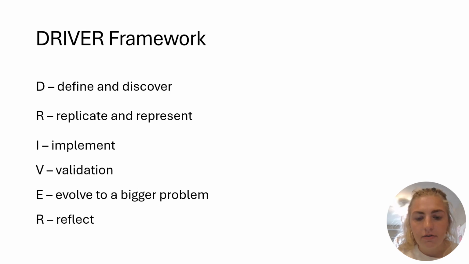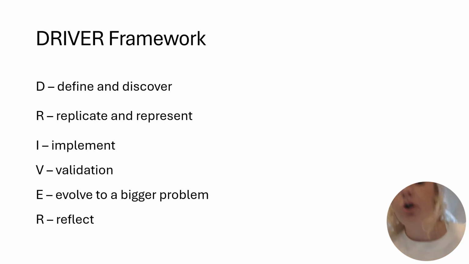reflect. So the first part of our framework here, we are going to define and discover. So we have defined our problem as how do you find the gross profit of a lemonade stand? And so we have defined our problem, and we will discover the solution for this problem. And as part of the defining, we are also defining it as that we need to know our revenue and our cost of goods sold in order to find our gross profit.